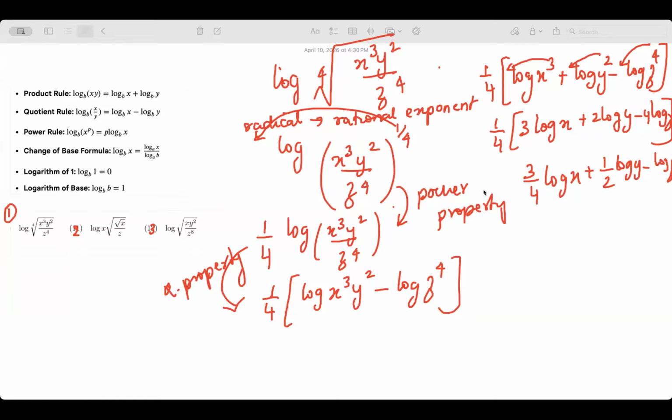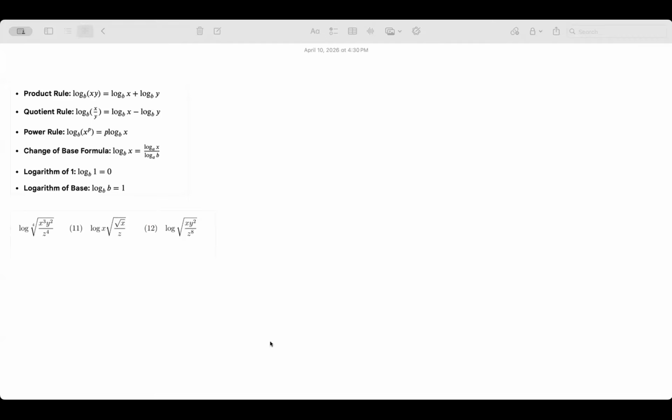Some of you didn't simplify it fully. Can I move on? So can we do this one, please? Meaning I would like all of you to do this. Log of the square root of x, inside that you have the square root of x by z. Can we do that?